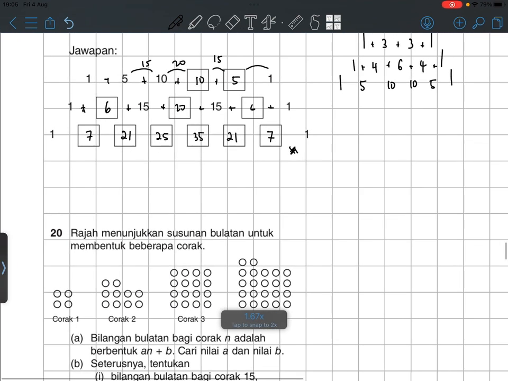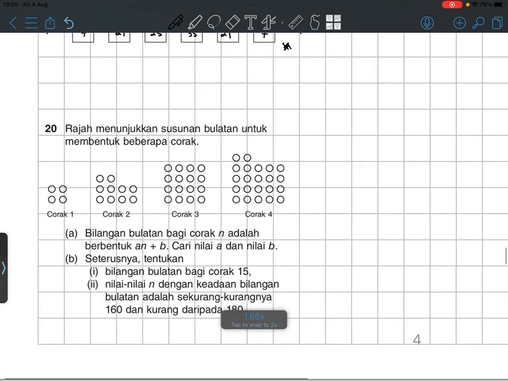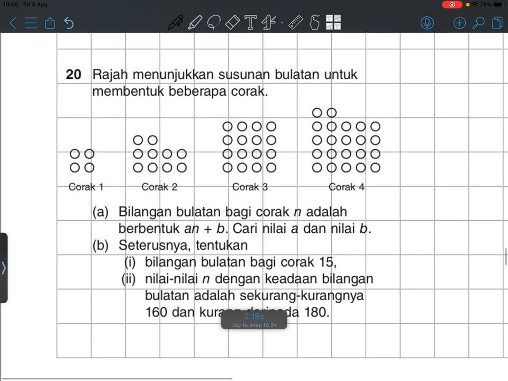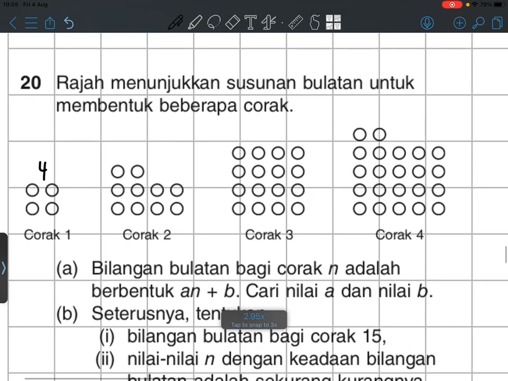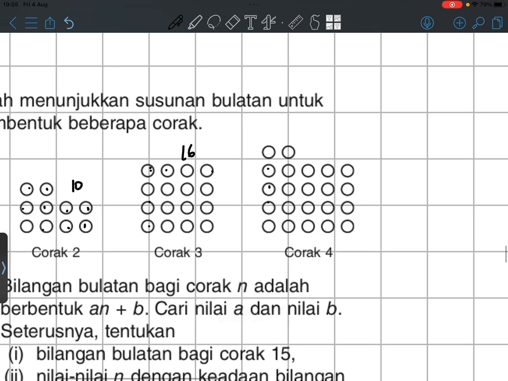Okay, next question 20. This is actually a pattern. Pattern 1, we see 4 bubbles. 1 2 3 4 5 6 7 8 9 10. This is 10. 1 2 3 4, 1 2 3 4, so 16, I believe. 1 2 3 4, 1 2 3 4 5, so 20, 1 2, 22.